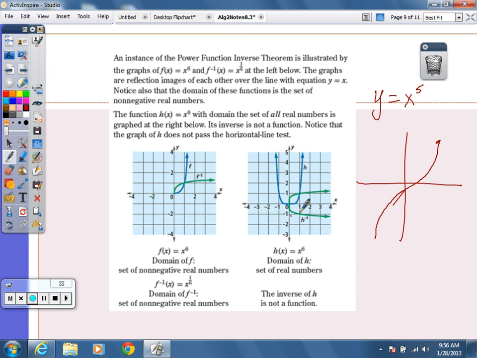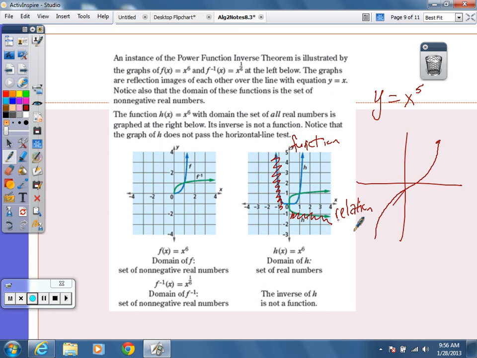Y equals x to the 6th looks like this, and therefore its inverse would look like this. That's okay, that is its inverse, but this is a function, and its inverse here is a relation, because it does not pass the vertical line test. If I stipulate we're only talking about positives, and I get rid of this piece, I would also end up getting rid of this piece, in which case they are both functions.